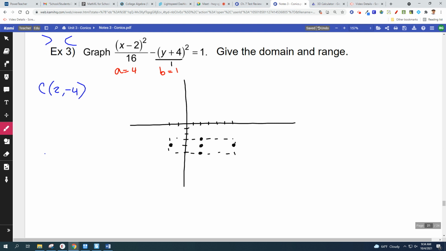Diagonal lines through the corners, through the center. Oh, I missed totally. Ugh. That was terrible.